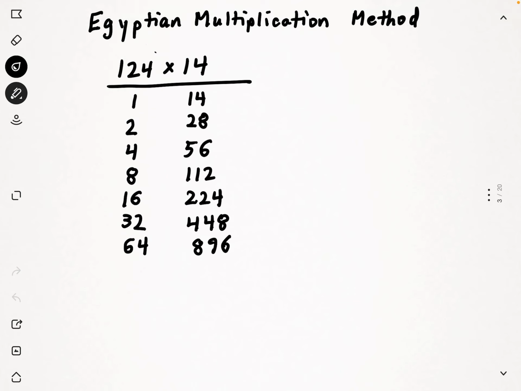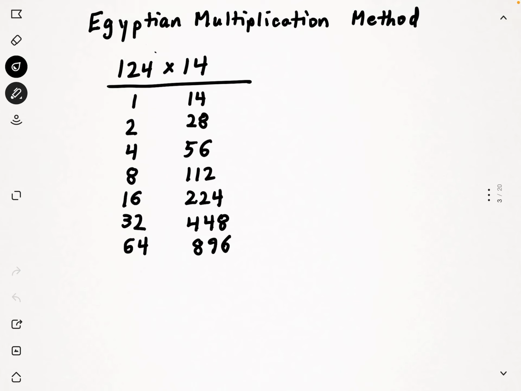So in the 124 column, we start at 1, and we keep doubling the numbers up until we reach a maximum of 124. So I stopped at 64 because the next number is 128, and that's greater than 124. So I have to stop at 64.